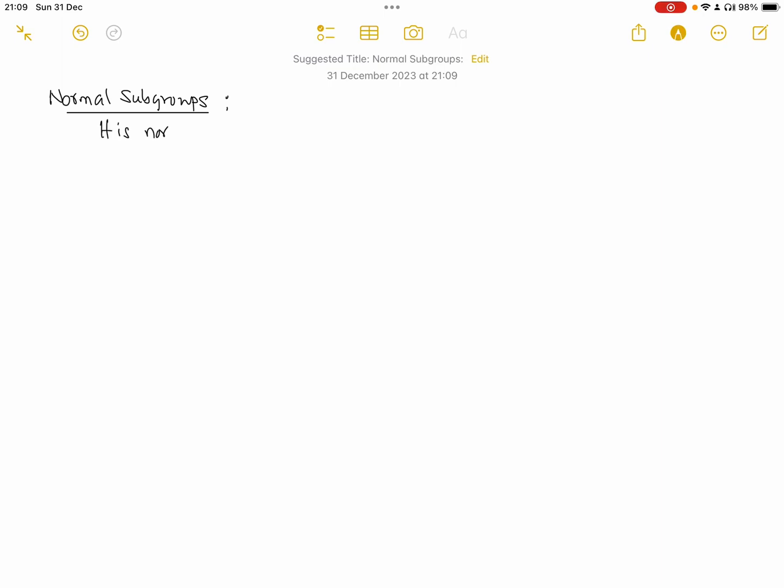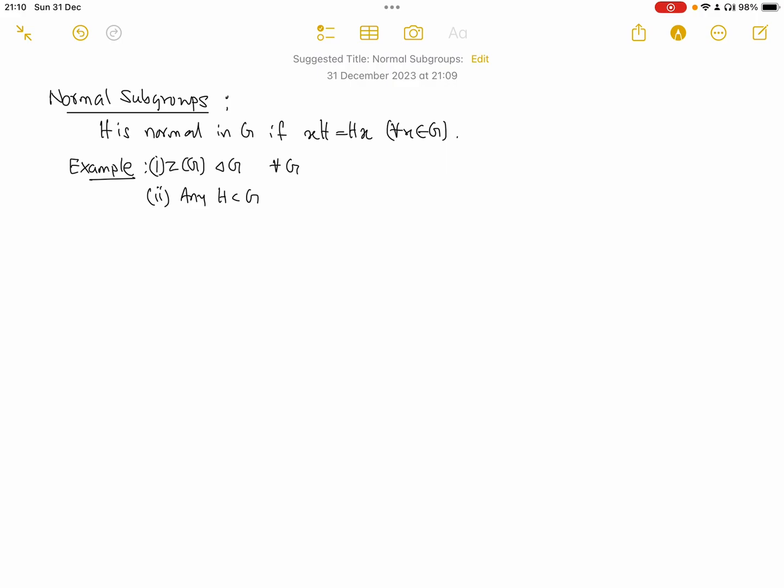So remember, H is normal in a group G if xH and Hx coincide for every x in G. And we saw, for example, that the center of any group is always a normal subgroup. And secondly, we saw that any subgroup of an abelian group is normal.